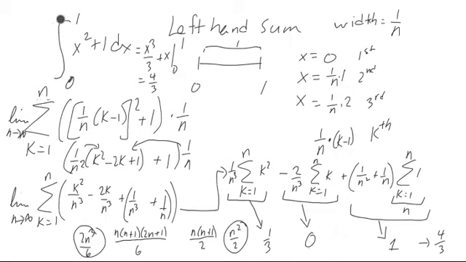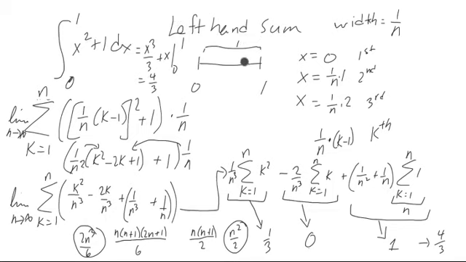First of all, let's look at the definite integral. Let's look at the definite integral from 0 to 1 of x squared plus 1 dx. Now, we could compute this to be 4/3. Let's see if we actually get that with the Riemann sum. Let's this time use a left-hand sum.